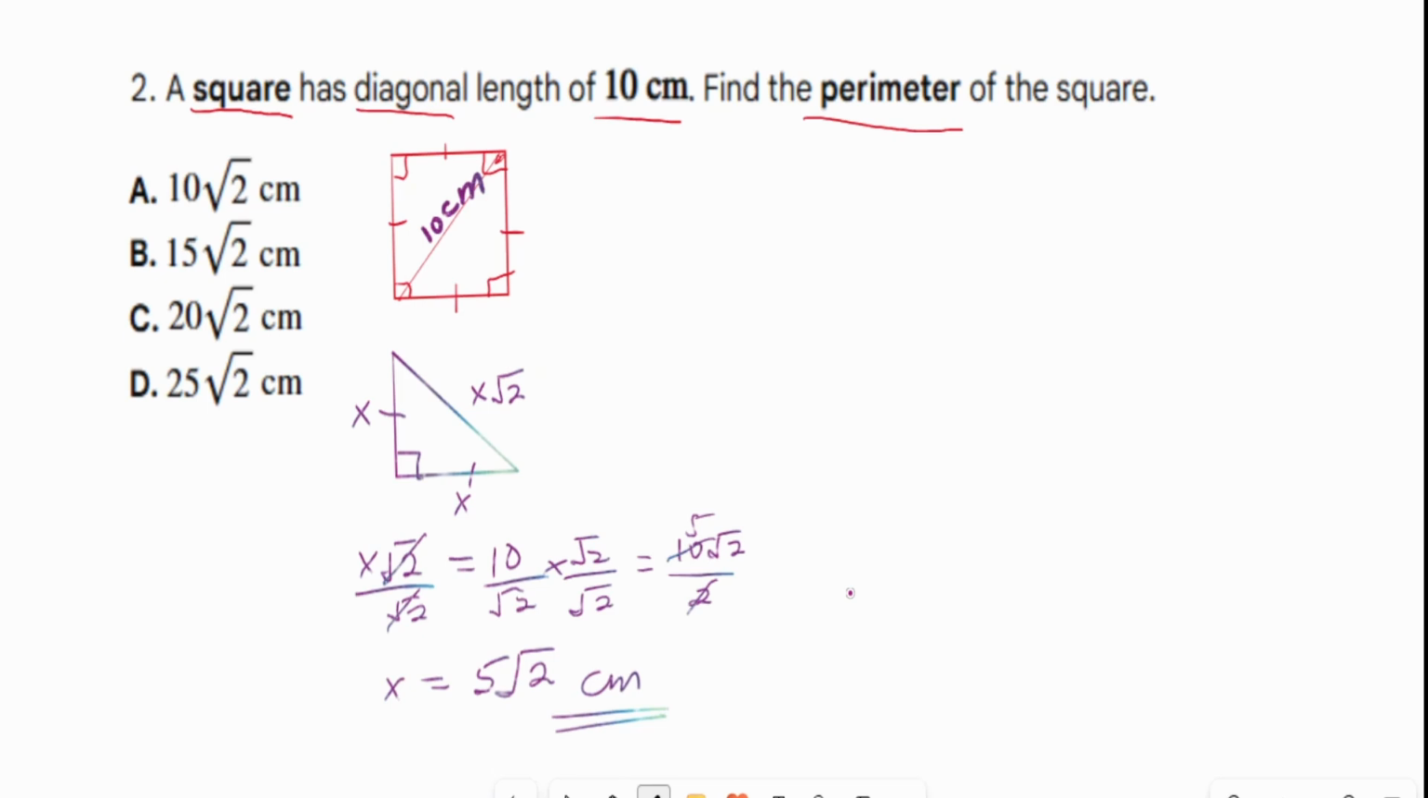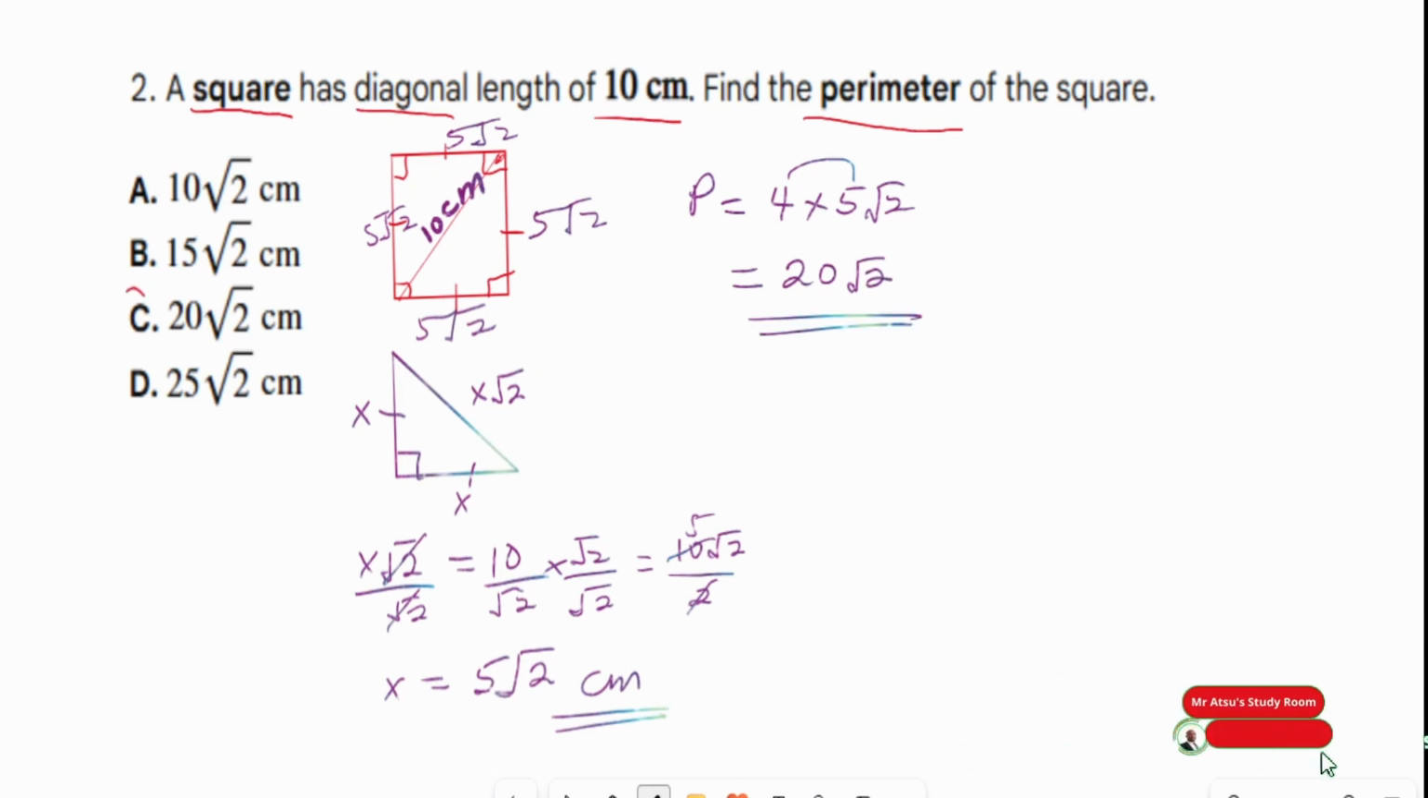centimeters. So it means that each side of the square is 5 root 2. So this is 5 root 2, 5 root 2, 5 root 2, and then 5 root 2. So the perimeter, which I'll call P, will be equal to, either you add all of them, I just do 4 times 5 root 2, or I can use the calculator, which will be equal to 20 root 2. And looking through, that is option C.